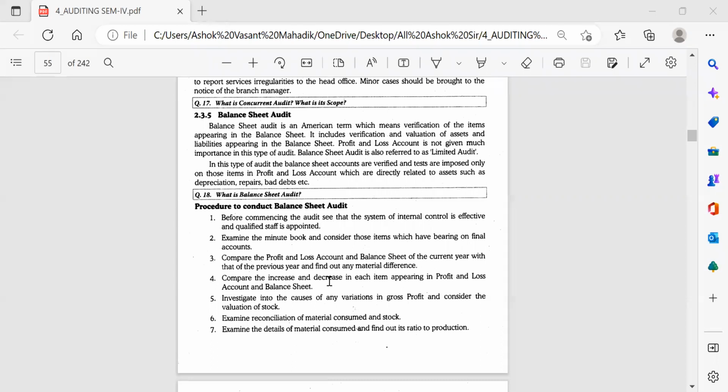Balance sheet audit is also referred to as limited audit. In balance sheet audit, they do check P&L items, but if they relate to balance sheet items, like depreciation, although it is in P&L, it relates to the asset. Then bad debts, although they appear in P&L, they relate to debtors. Repairs to building, as it relates to the asset. So these items are checked. Clear?